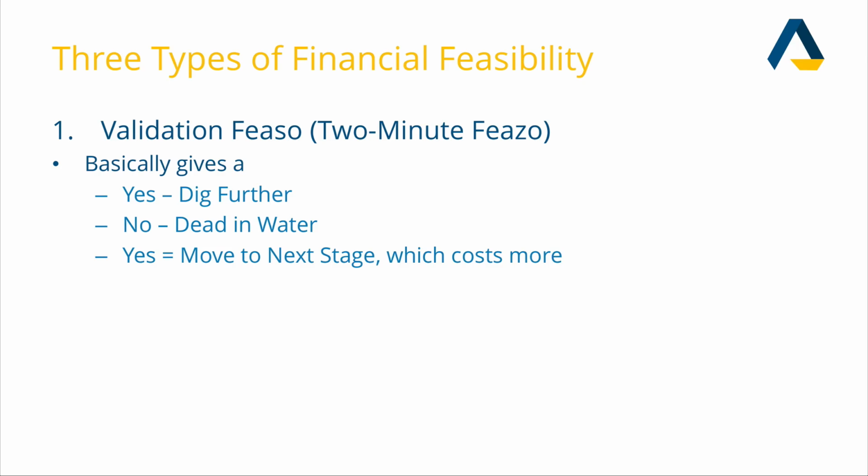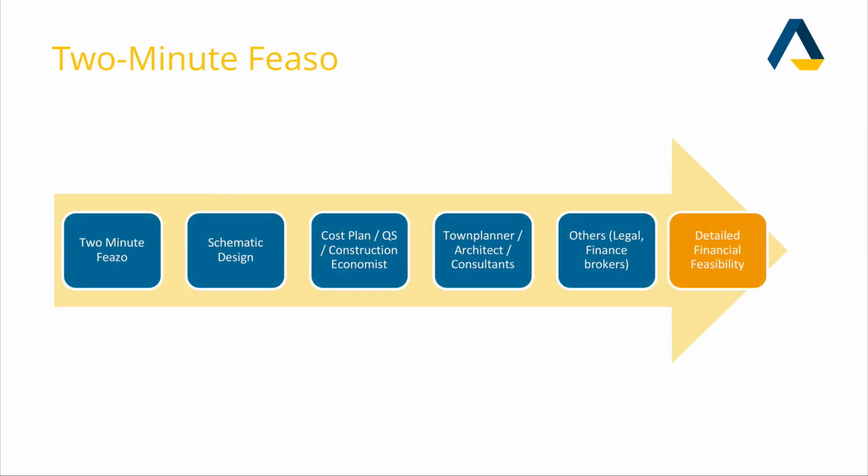So let's look at the different stages that you need to go through in order to get to a full detailed feasibility. So what we do is we start off with a 2 minute FISO. We quickly do some numbers based on assumptions, calculations. We see whether or not the project's got any legs. If it does, we move on to the next stage.